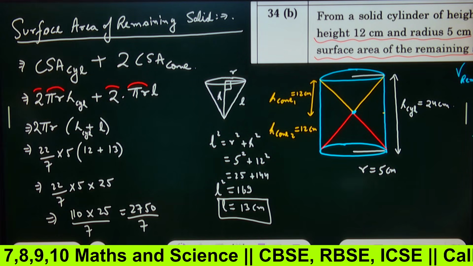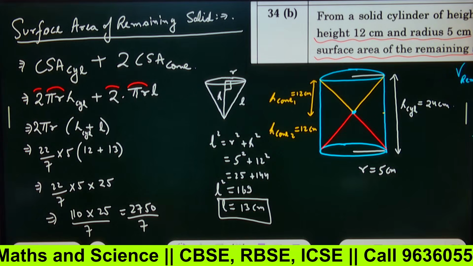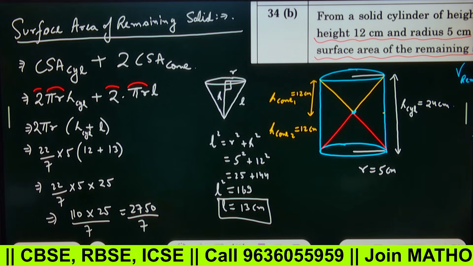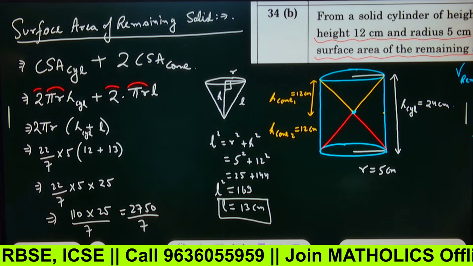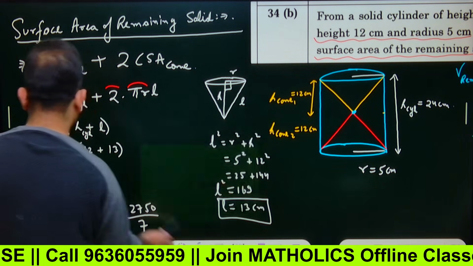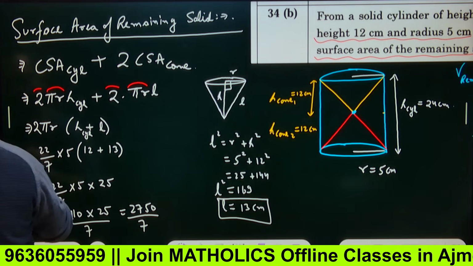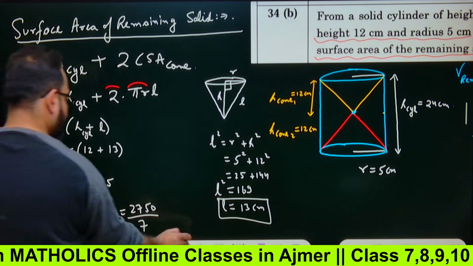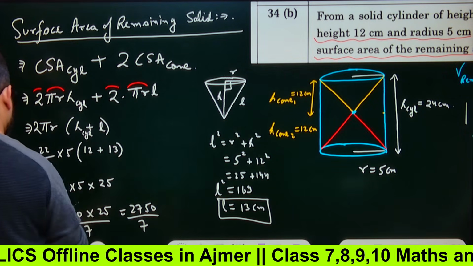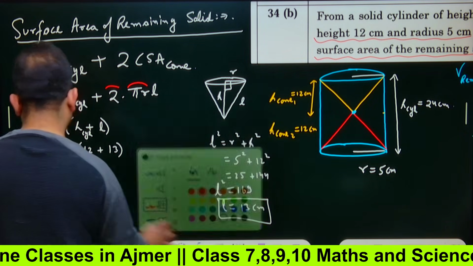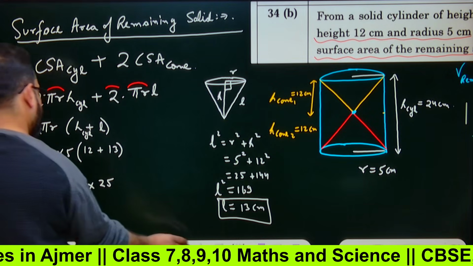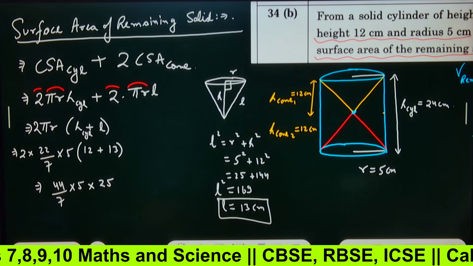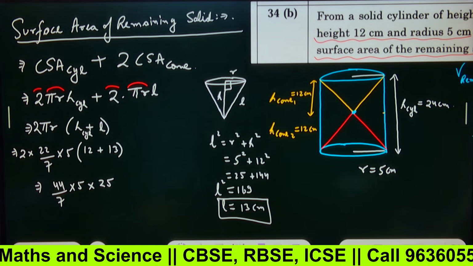Solve it and get the answer in points. Or it will be something else. 2 into 22 by 7, sorry. You have to do it like this: 2 into 22 by 7 into r into h plus l. So it is 44 by 7 into this. Check, check, check, whether we have done something wrong or everything is good enough.